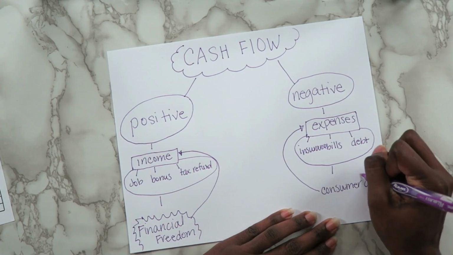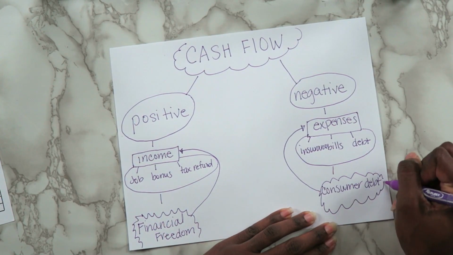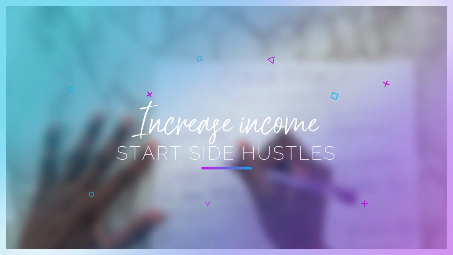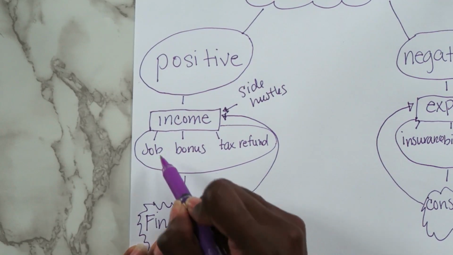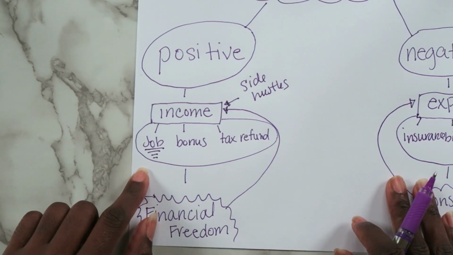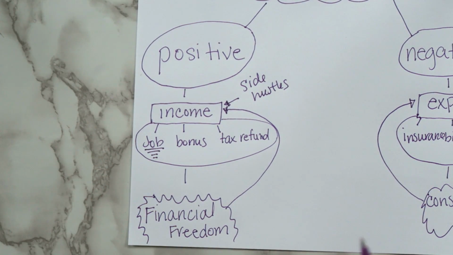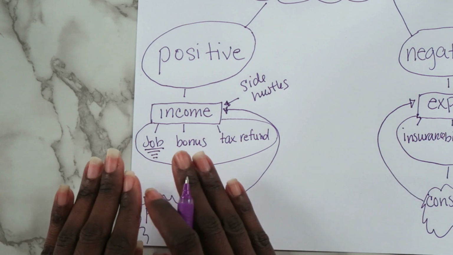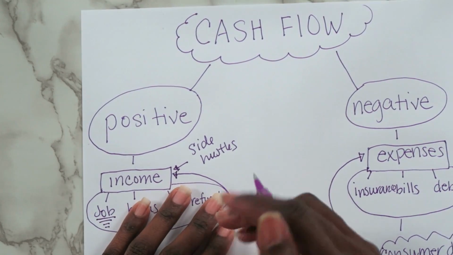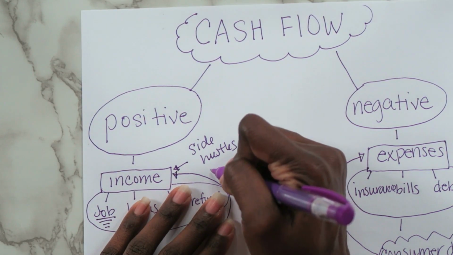So what can we do to increase our income? Because that's the key, right? Side hustles. Okay, that's where side hustles come in, because we don't always have control over our job and how much money we make at our job. Yes, you negotiate. Yes, you can ask for a raise. Yes, you can anticipate a bonus. But honestly, y'all, we have no control over that. But what we do have control of is a side hustle.